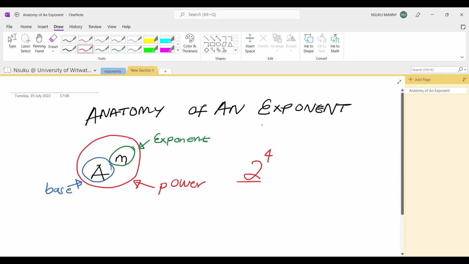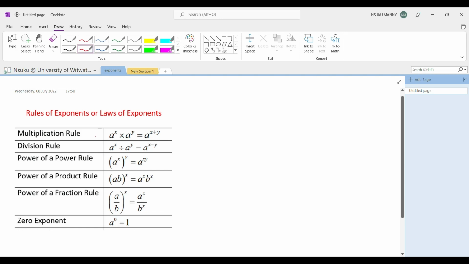So those are the terms I really want you to understand. When they say power, they're referring to the whole thing. Exponent is this, and obviously the base is the one at the bottom, right? So now that we understand the anatomy of an exponent, let's really dive into the laws of exponents, right?